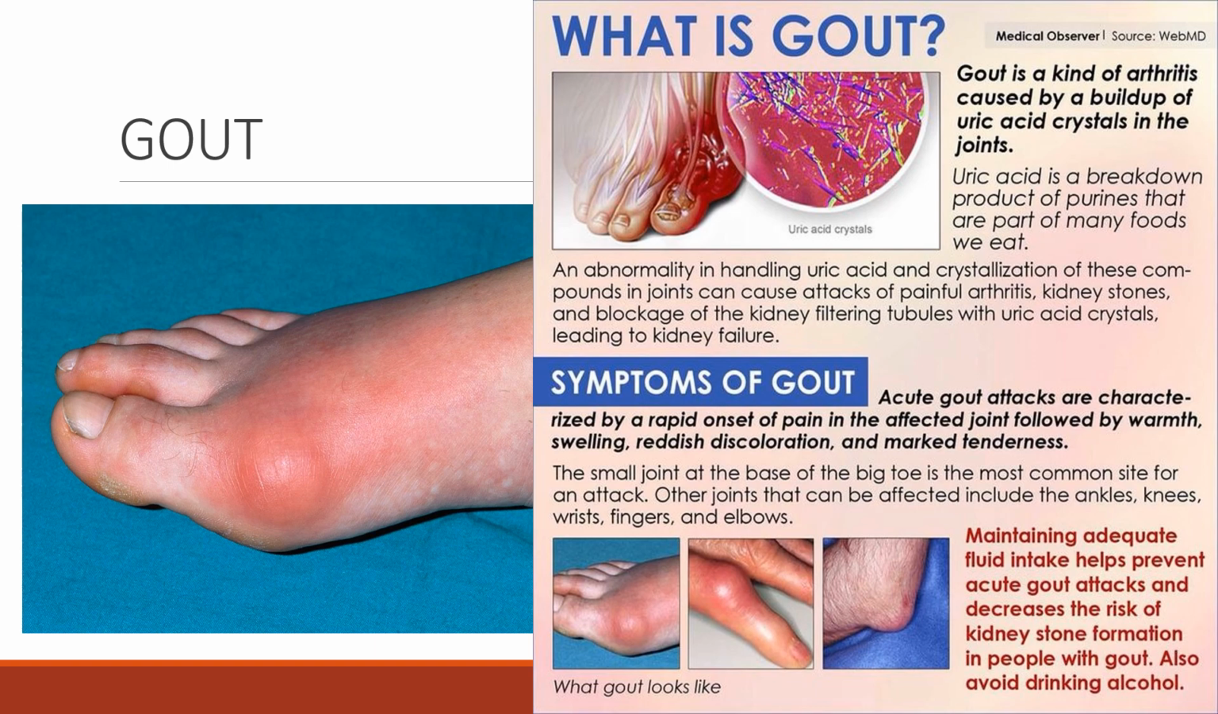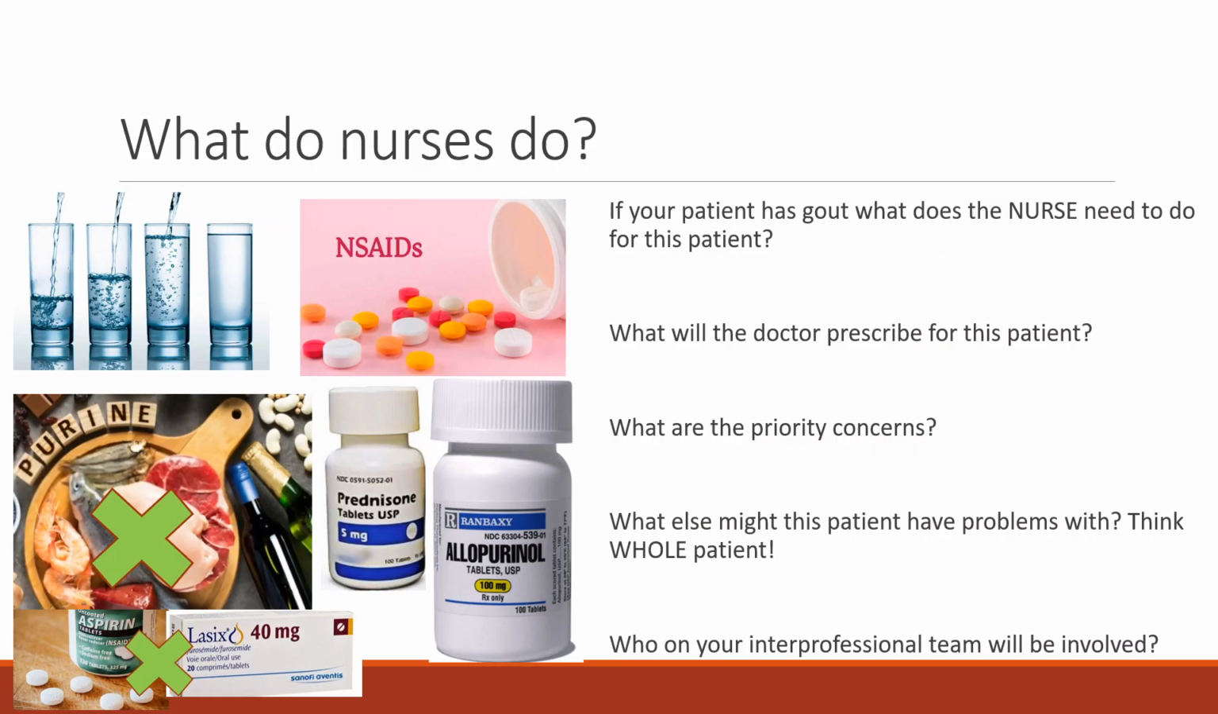What do we do? You can see here that it can happen in a finger too. And the big toe is the biggest location of where we usually find it. But maintaining adequate fluid intake and avoiding drinking alcohol, because we want to increase our kidneys' ability to function, right? And fluids are very good to help your patients that have gout.